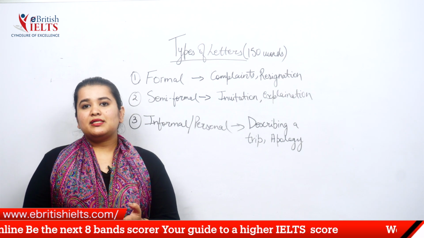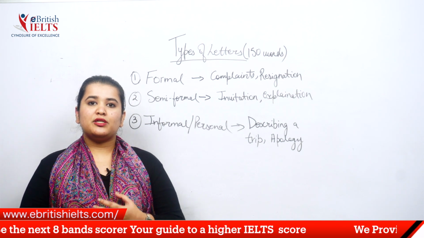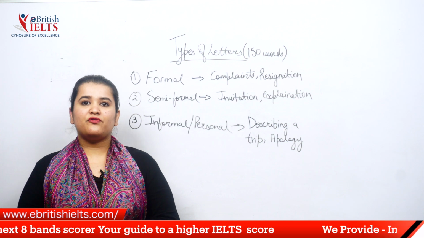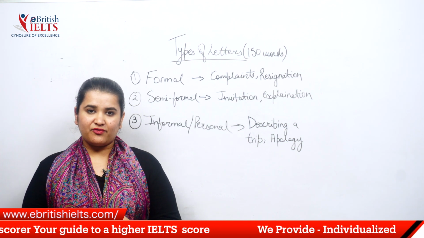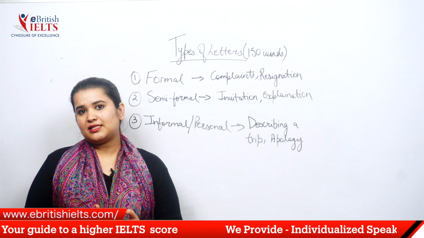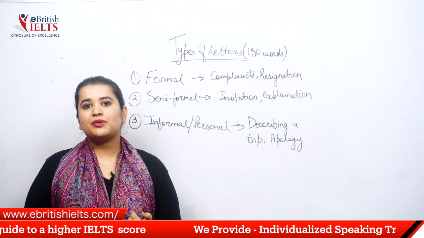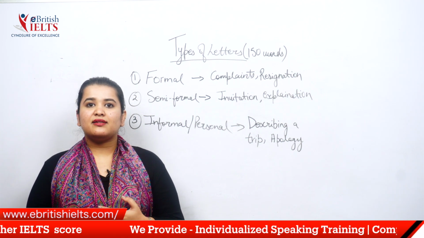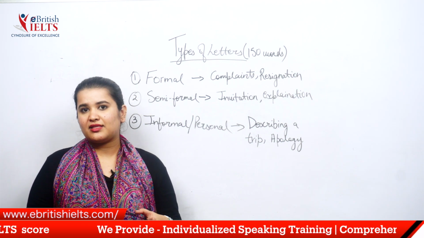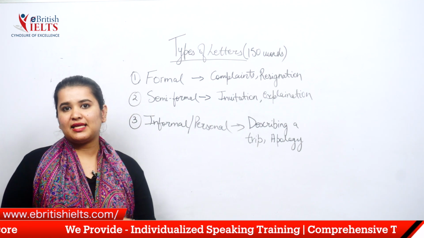Now the second component is the body. Here you are going to mention all the details. For example, if the letter is about inviting somebody to a specific event, you're going to write all the details of that event. Why is the event happening? Where is it happening? When is it happening? Who all are invited? Why is the person invited? Everything. So you have to mention all the points in detail.